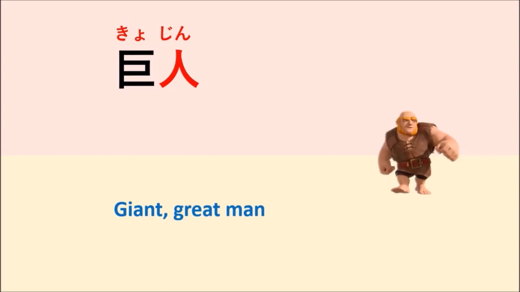Kyojin. Kyojin means giant or great man. And here you see that the kanji of kyo means great or big, something like this. And when we put the kanji of jin, the kanji of hito, together, it means the great man, or kyojin.